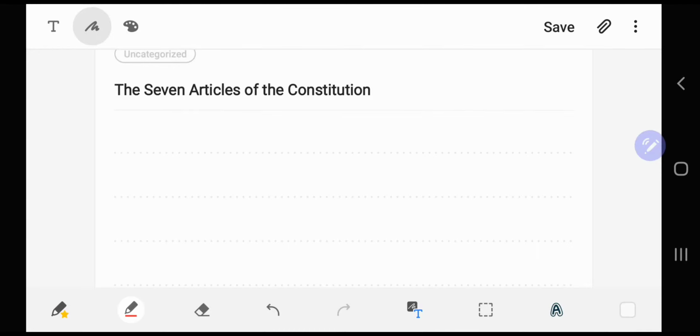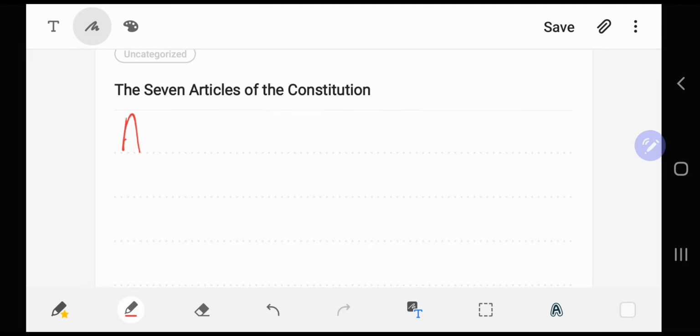Okay, so the main body of the Constitution is made up of 7 articles. These original articles replace the Articles of Confederation. In essence, they are fairly simple. We're going to go over them really quickly right here.